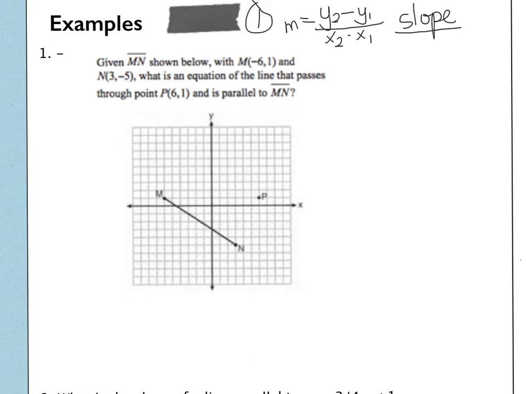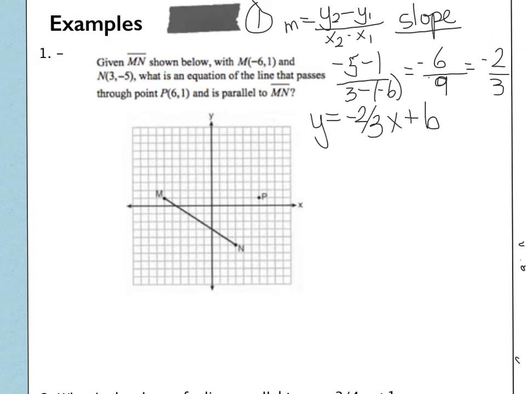So the first thing you want to do is find the slope of this line, and we're going to use these two points, M and N. You can see I wrote the equation for the slope of a line, so let's plug in and find out what the slope is. I did my values here, my x1 and my y1, and my x2 and my y2. And I got that the slope is negative 2 over 3.